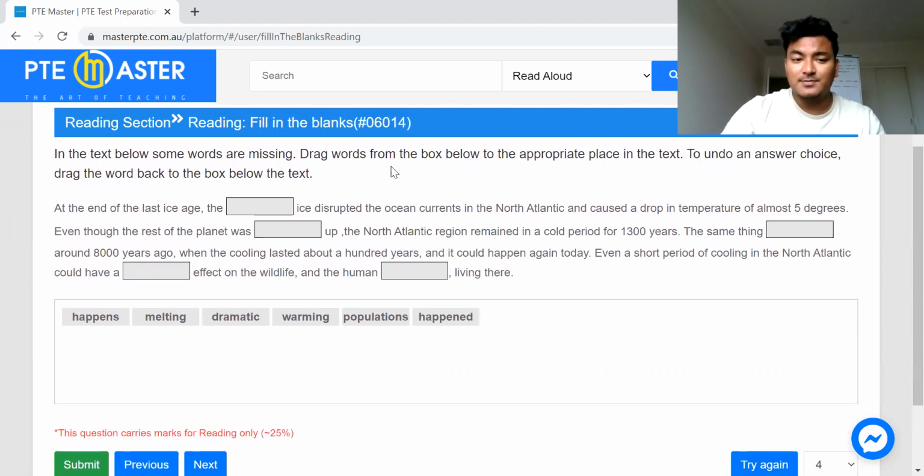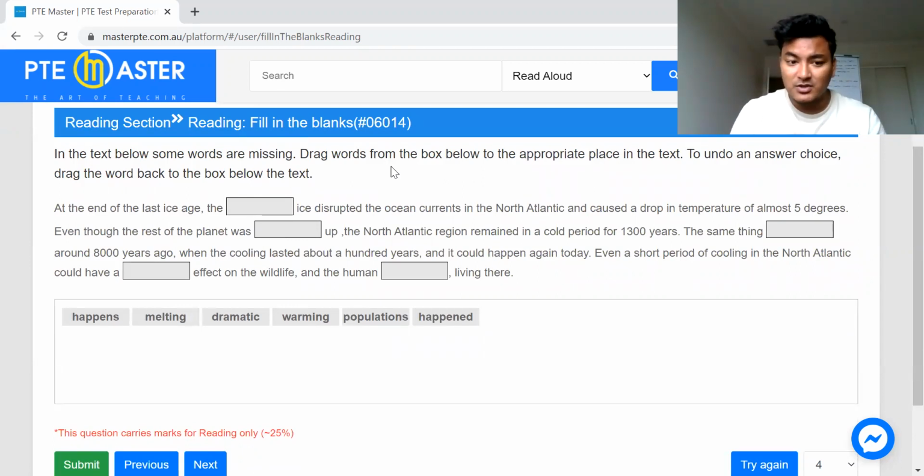Before starting this question, let me tell you that there are a few things you need to consider while doing reading fill in the blanks. The first thing is grammar. You can use your grammar techniques to find the right answer for fill in the blanks. And the next one is contextual knowledge. You have to read the sentence, you have to read the paragraph and find out what is the idea of the sentence, what is the topic of that paragraph, and then you can find out the right word for the box.